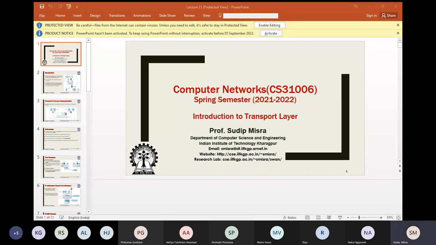So let us try to understand this connectionless service in this context once more. You already know it. You can map your previous understanding with whatever I say over here.